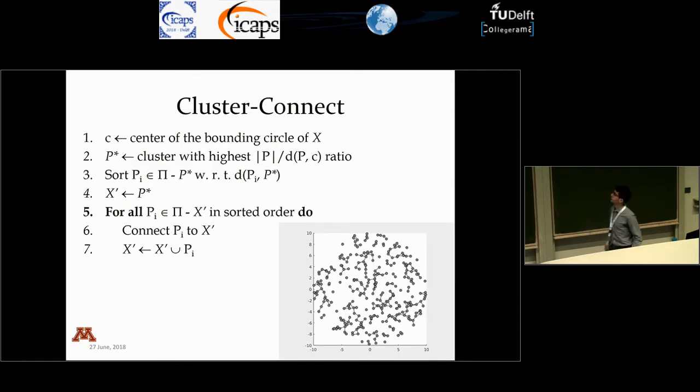And the second algorithm, cluster connect, starts with clustering the connected components of the initial configuration and picks a center cluster, here denoted by P star. Then it sorts all other clusters with respect to their distances to P star. And similar to the star connect algorithm, it iteratively moves the clusters until the connectivity of the robots is established.